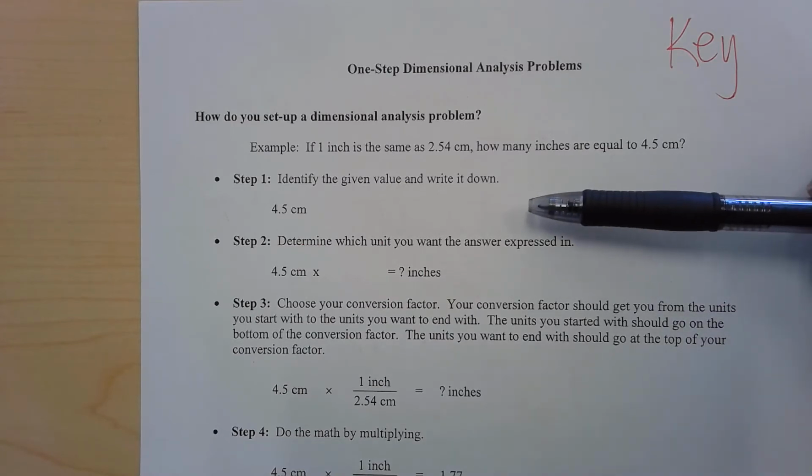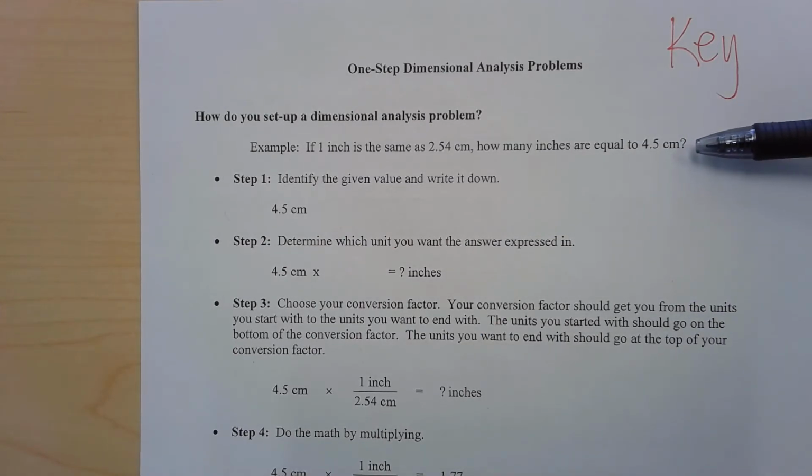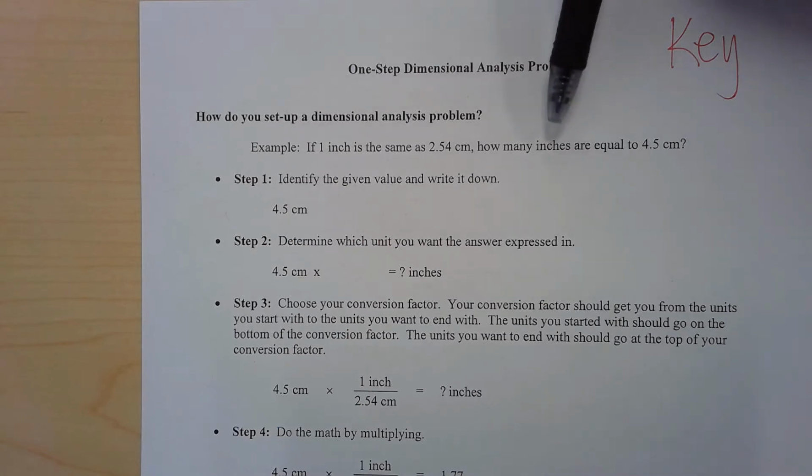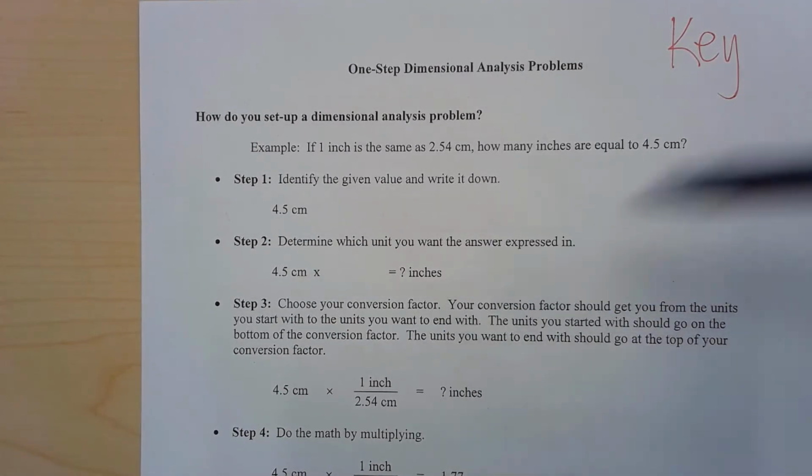It says step 1, identify the given value and write it down. Our given value in this case is 4.5 centimeters. Step 2, determine which unit you want the answer expressed in. In this case, we're going to want how many inches. So you place inches here at the end, and that will remind you that your goal is to get centimeters into inches.